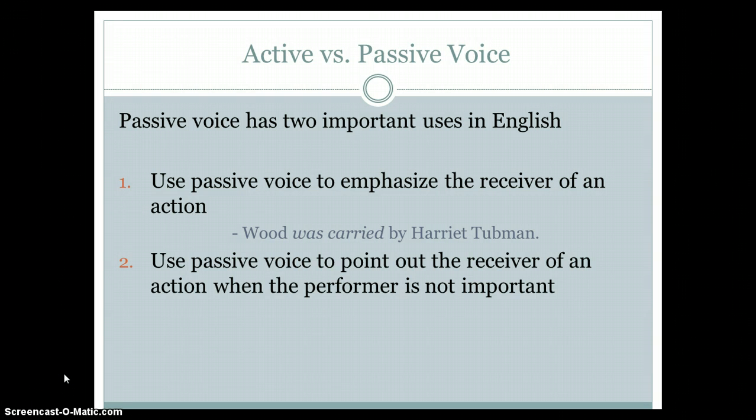Use passive voice to point out the receiver of an action when the performer is not important. "The runaways were saved." Okay, so in this case, "were saved" is our passive voice, and we don't even know who performed that action, who saved the runaways. It's unimportant. What's more important is the fact that the runaways were saved. So we are actually putting the emphasis on the receiver by using the passive voice.